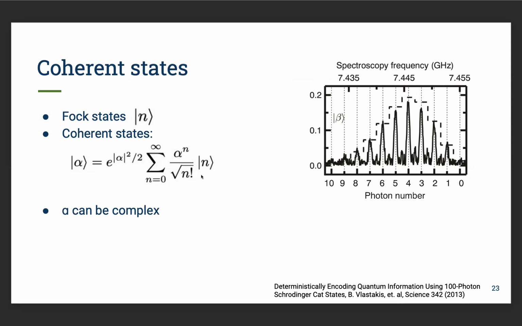Also, just in general, for the rest of this talk, when I have a Latin number in a bra or a ket, that means it's a Fock state. But when I have a Greek letter, it's a coherent state. That makes sense? Okay, cool.